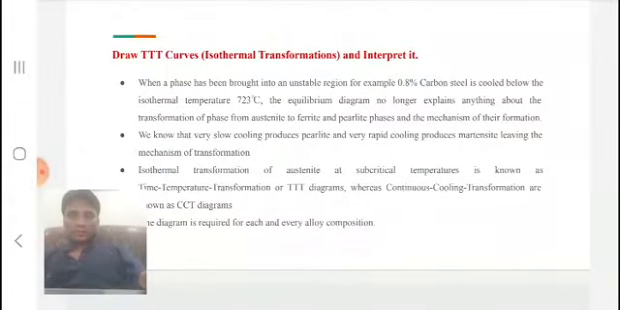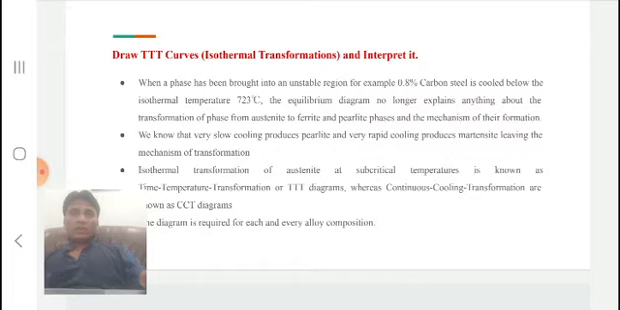So what is full annealing? Let me go to full annealing once again. Before that, let me recall what exactly isothermal transformation is. Whoever has not followed the isothermal transformation concept in the previous videos: when a phase has been brought into an unstable region, for example, a 0.8% carbon steel is cooled below the isothermal temperature, 723 degrees centigrade.